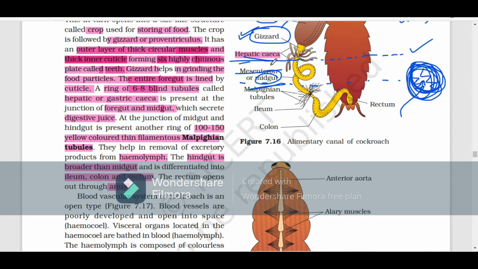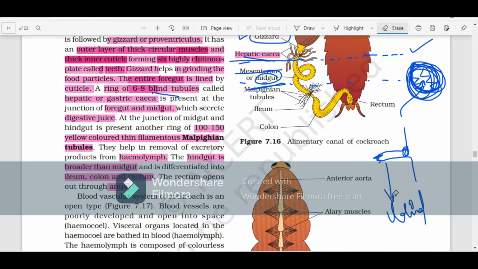So how many hepatic or gastric caeca are present? A ring of 6 to 8 blind tubules. Blind in the sense it's open at one end. Even the Malpighian tubules look like this. It's open at one end and closed at the other end, so it's called a blind tubule. All right.